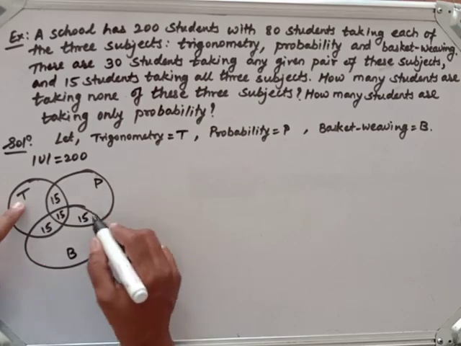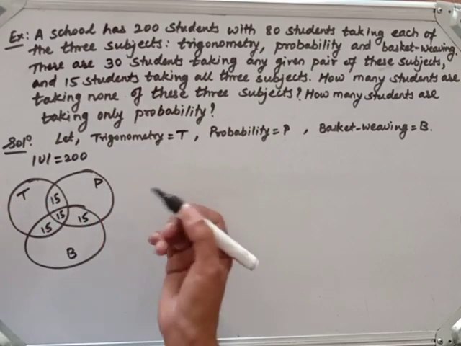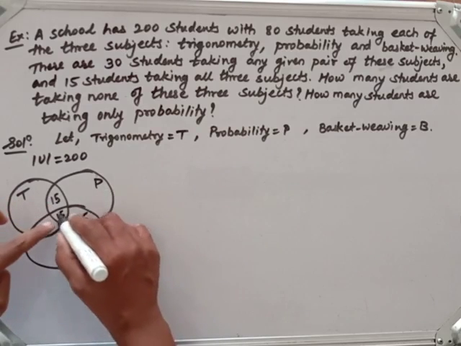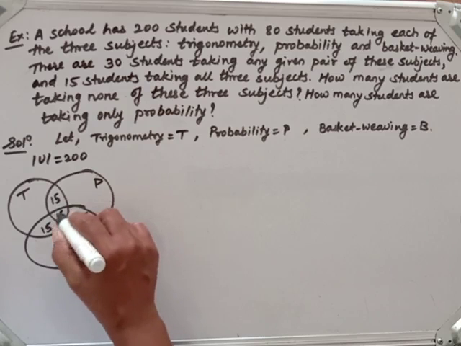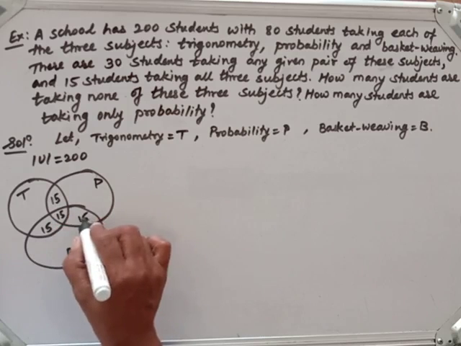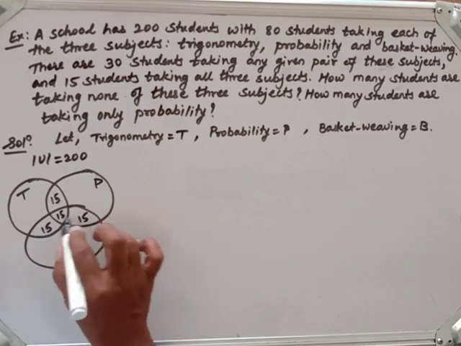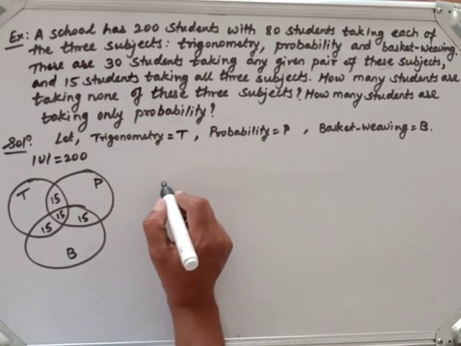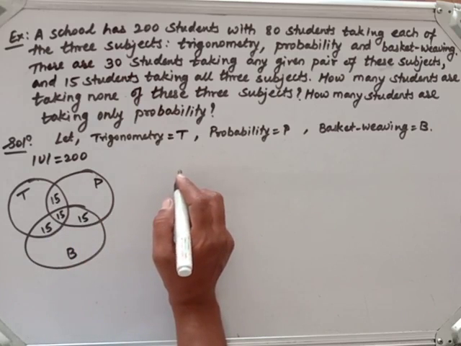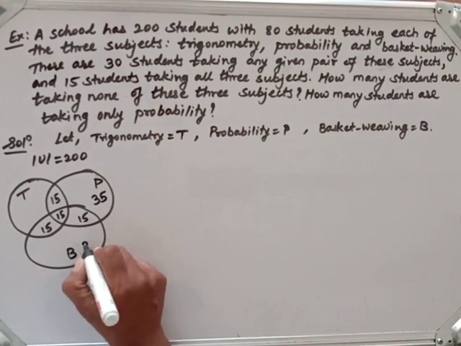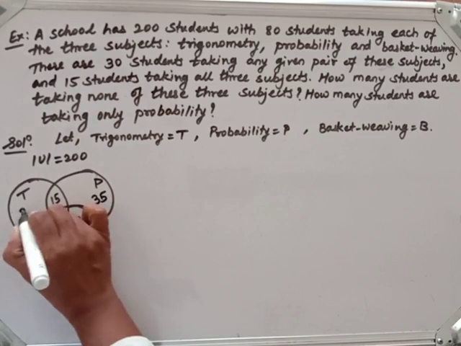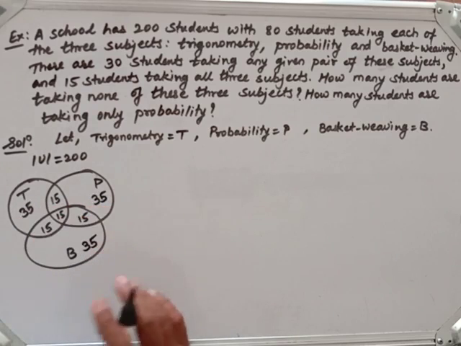Fine. Now and for each one there are 80 students. So this is how much? 15 means 45 are gone. Here also 45 gone. Here also 45 gone. Look at here in B. These are already 45. So 80 minus 45. So it will be what? 35. So here we get 35. Here also we get 35. And here also we get how much? 35. This is our solution here.